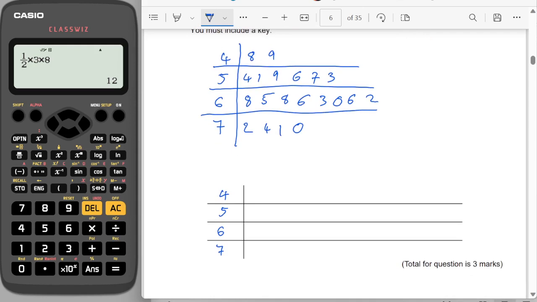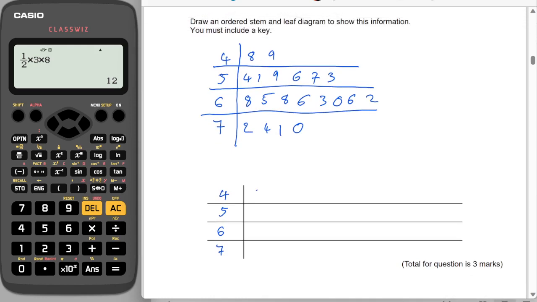Then I'm going to order them. So my 4s are already ordered, so 8 and then 9. Then my 5s column, to put them in order, I would have 1, 3, 4, 6, 7, 9. And then for my 6s, I'm going 0, 2, 3, 5, 6, 6, and 8, 8. Let me just check. 0, 2, 3, 5, 6, 6, 8, 8. Yeah. And then my 7s column, I'm going to go 0, 1, 2, and 4.